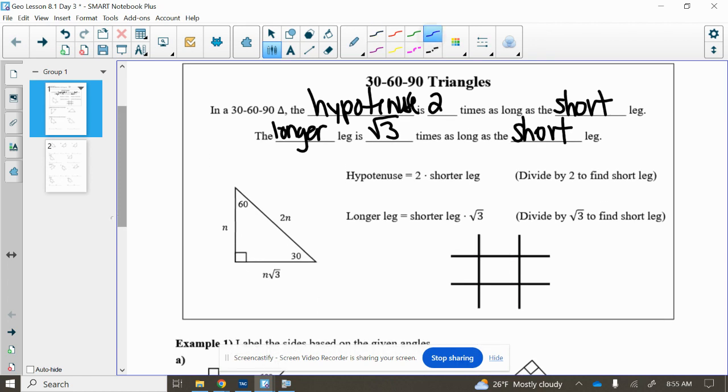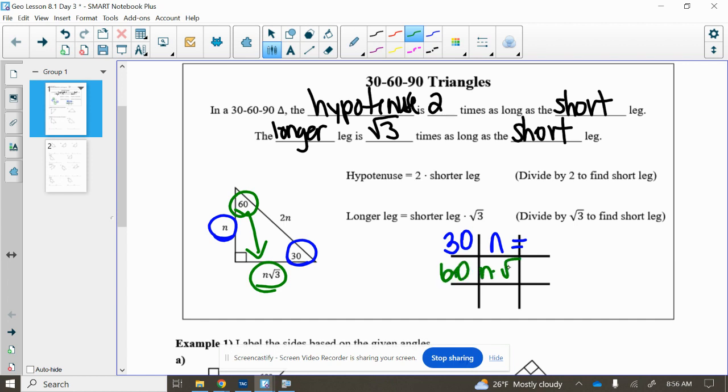Well, think about the smallest angle is going to have the smallest side across from it. So the 30-degree angle is, again, the short leg, and that's always kind of our starting point. And then the 60-degree angle, the side across from that is going to be the medium-sized side, aka the longer leg. And that's going to be, again, the short leg times the square root of 3. And then last but not least, our hypotenuse is across from that right angle, the 90-degree angle, and again, it is double the size of that shortest leg.